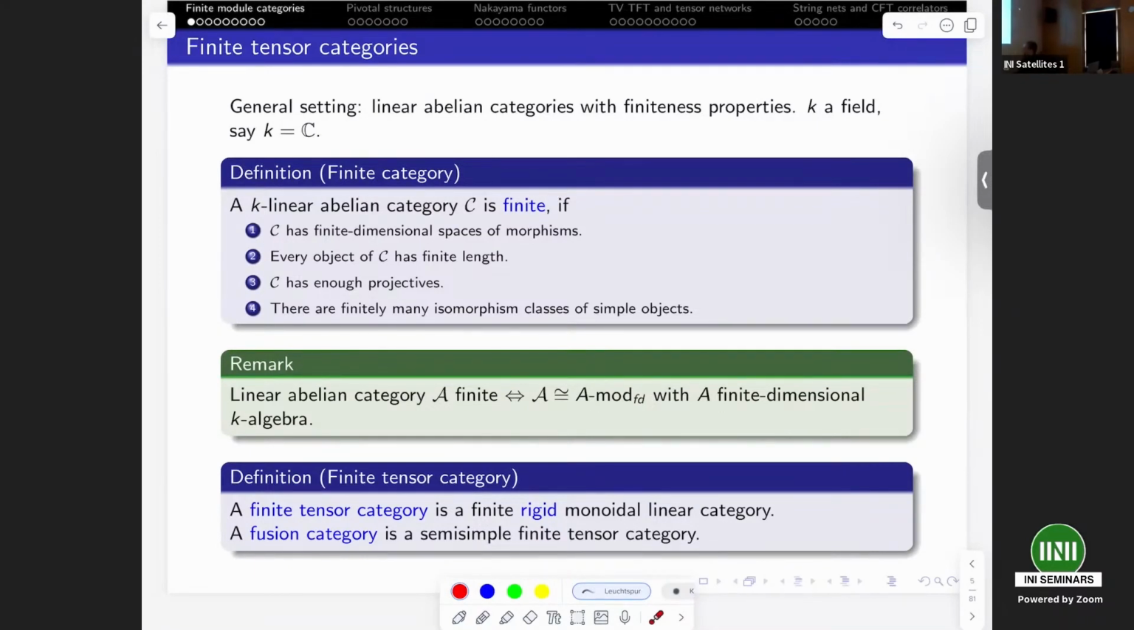Just to fix terminology and make contact, fusion categories are those categories if they are semi-simple. We will not impose semi-simplicity in the first part of the talk, although in applications one frequently goes to the semi-simple case.